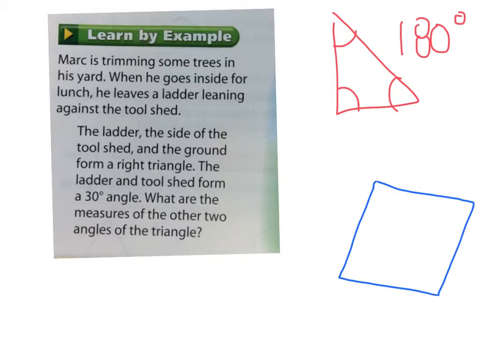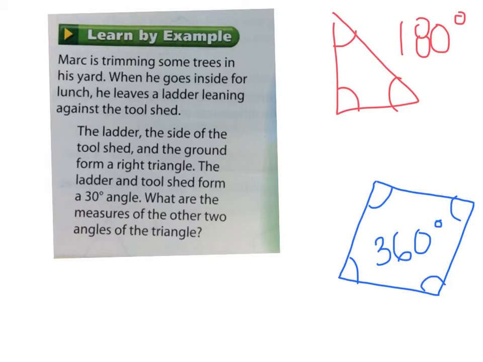So no matter what your quadrilateral looks like, how many angles does it have? 4. 1, 2, 3, 4. And it always adds up to how many degrees? Atharva? 360 degrees. Okay? So we can use this information to help us solve word problems.